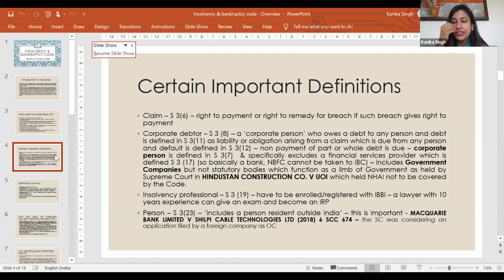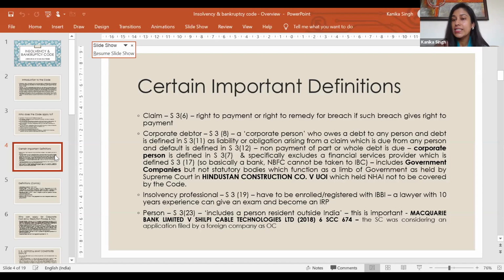The next definition that is important is an insolvency professional. We keep hearing the words IRP, we keep hearing the words RP. An insolvency professional is somebody who's registered with the Insolvency and Bankruptcy Board of India, and even a lawyer with 10 years experience can give an exam and become an IRP.